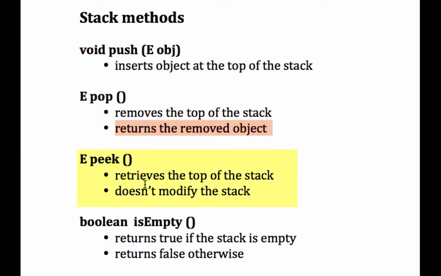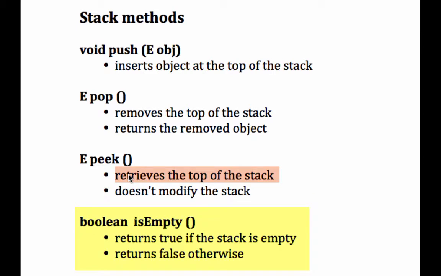Pick also returns the object that is at the top of the stack, similar to remove, but it doesn't modify the stack. So it doesn't remove the object from the stack, it simply says this is the value of the object that is at the top of the stack. And finally, isEmpty is a Boolean method. It's trivial what it does. If the stack is empty, it returns true. Otherwise, it will return false.